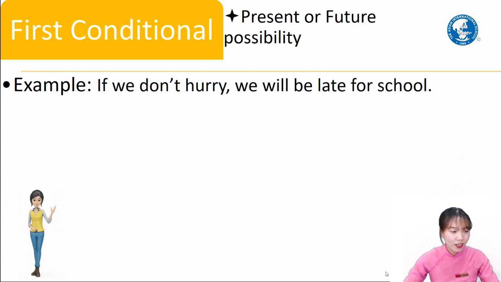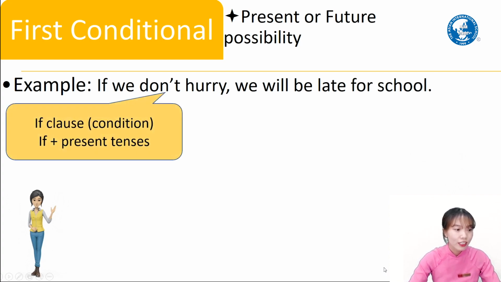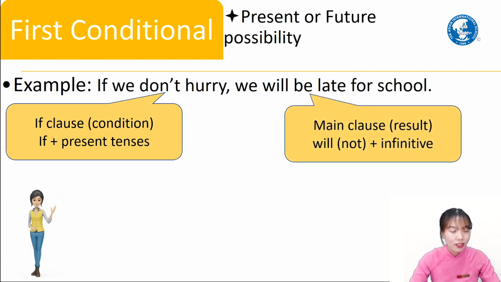We have two parts in this sentence. The first one is the if clause. It is the condition. And the main verb in this part is in the present tense. The next one is the main clause. It is the result. And the main verb in this part is in the form of will and infinitive. If we don't hurry, we will be late for school.